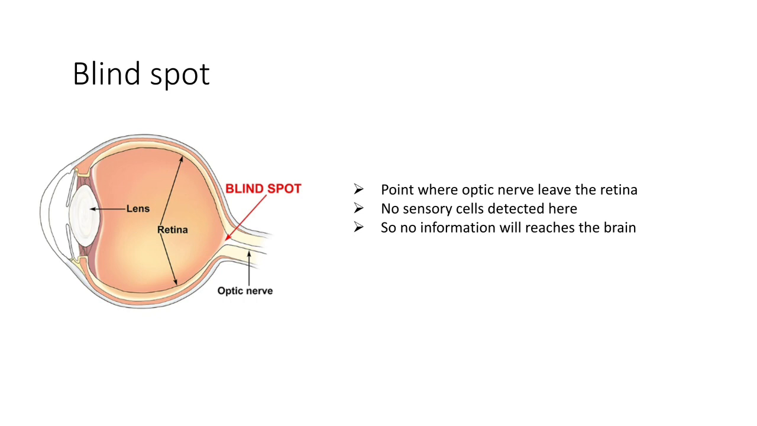Last, blind spot. It is the point where the optic nerve leaves the retina. No sensory cells are found here, so no information will reach the brain. If you look at the diagram, the blind spot is at the place where there is no retina. That means there are no rod and cone cells at the blind spot.